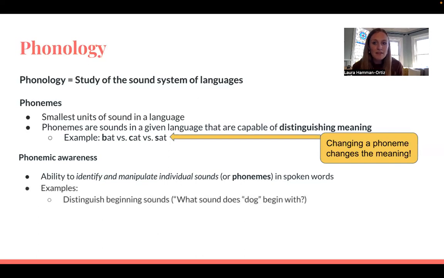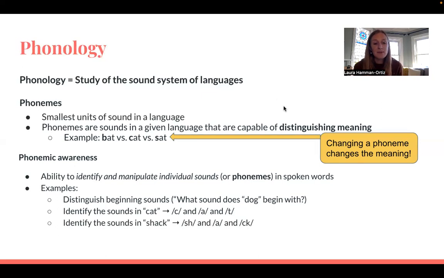Here are some examples of what phonemic awareness looks like. The ability to distinguish beginning sounds. For example, asking a child, what sound does dog begin with? And if that child can hear d, d in dog, they're developing phonemic awareness. Being able to segment a word, the way that I did when I was reading the examples, cat into k, a, t. That's also phonemic awareness. You're able to hear those different phonemes and then blend them together as you make the word cat.